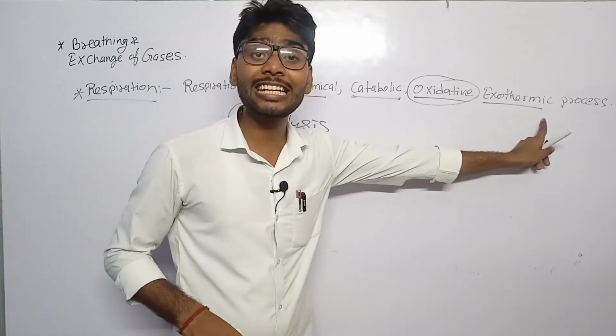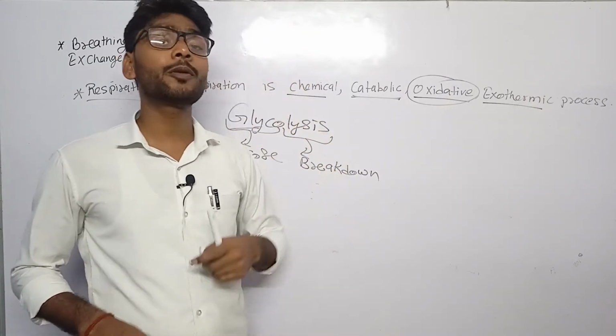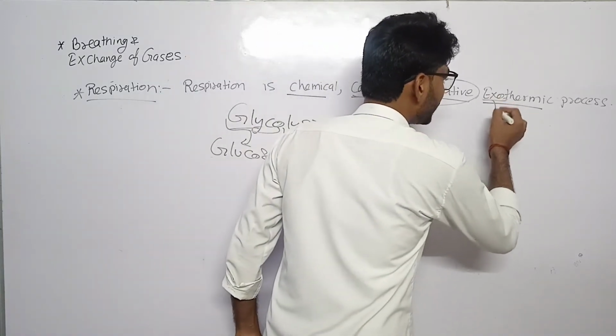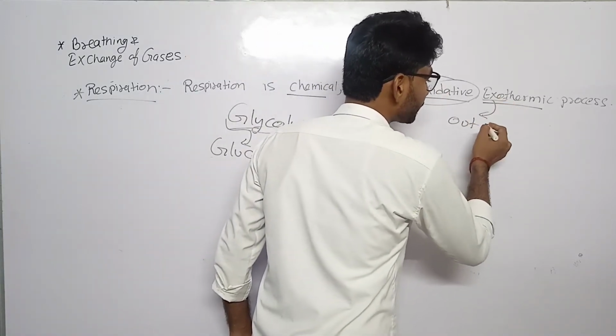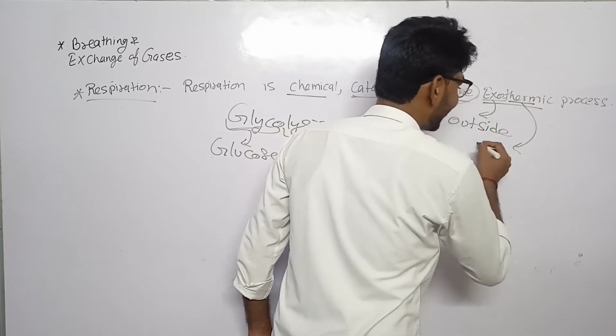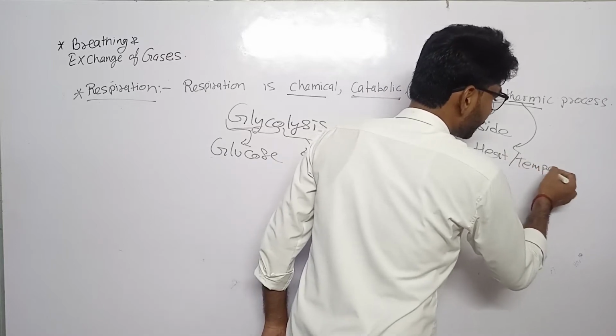Okay, and this one is an exothermic process. This is again a term which is made up of two basic terms. Exo, what do we mean by exo? Exo means outside. And what do we mean by therm? Therm means what? Heat, heat or temperature.